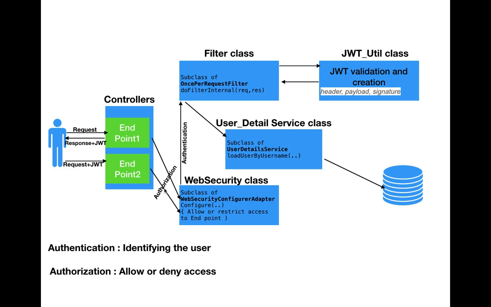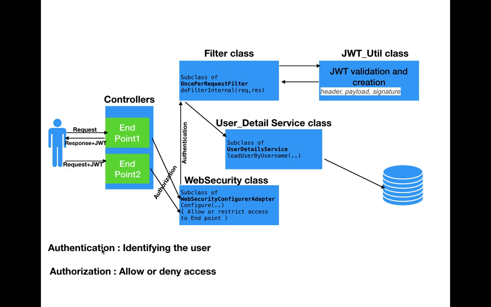Each time the user provides a request, it will again go to web security, which does the same job once per request filter. With the help of doFilterInternal, it will accept the request and response, do the user validation, and validate the JWT to check whether it is accessible or not. Then endpoint 2 will provide the response. The same thing will happen for the remaining requests.